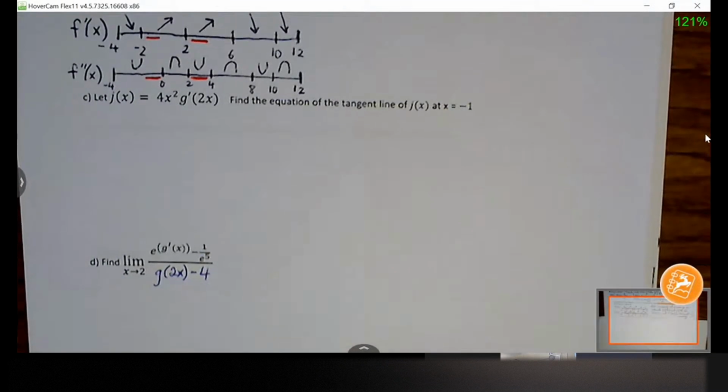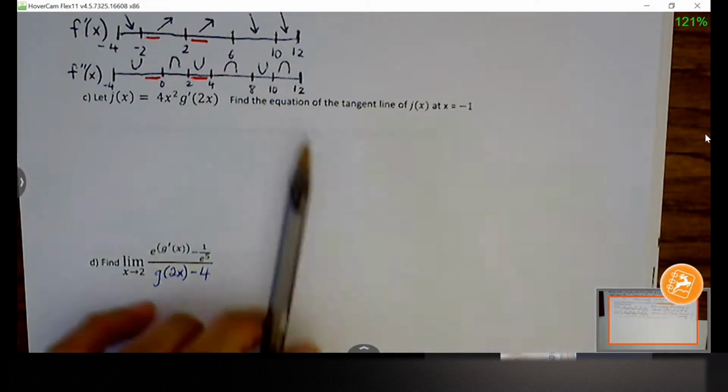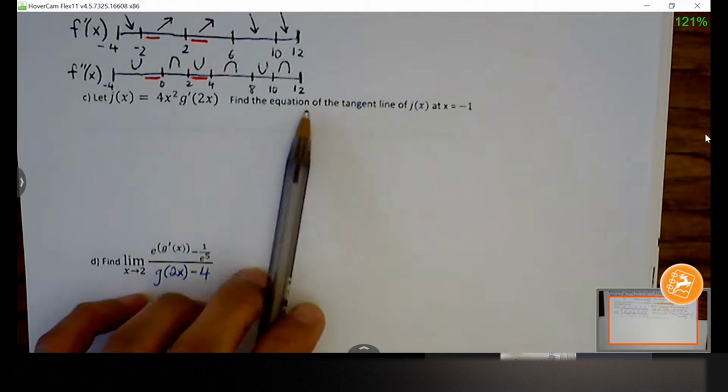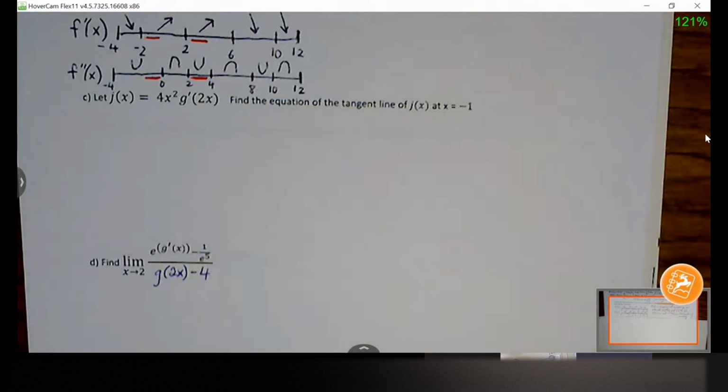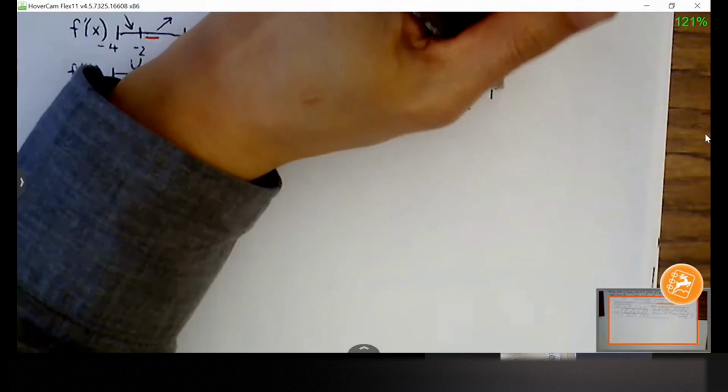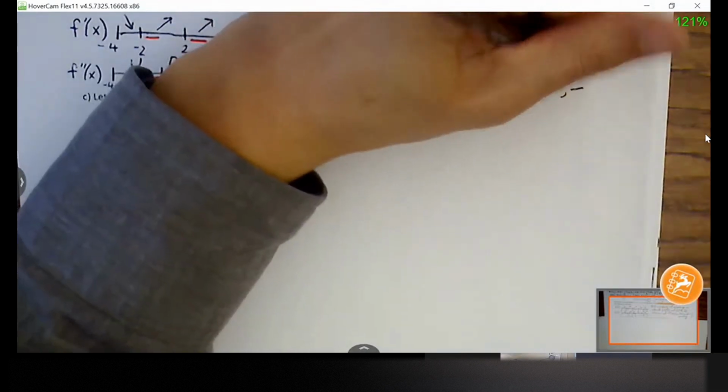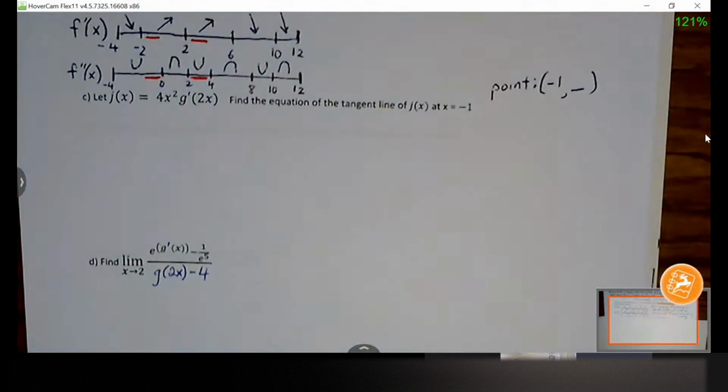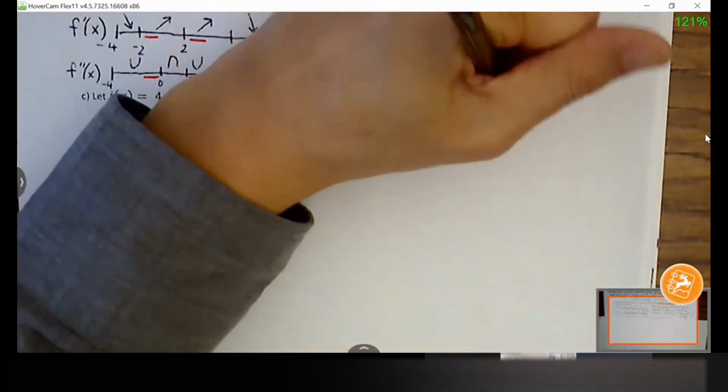Part C, we have j of x equals 4x squared times g prime of 2x. Find the equation of the tangent line. So that means we have to gather information about the ordered pair, find information about the slope, and then finally use point slope form. Okay, so we need to find the ordered pair, which we already have some information about. We know x is at -1, right? We do need to find the slope.